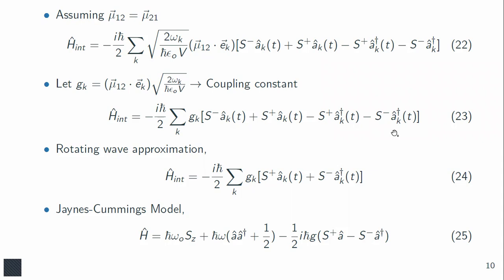Putting all the pieces of the puzzle together, the Hamiltonian of the atom, the Hamiltonian of the field, and the interaction Hamiltonian in the rotating wave approximation, we come up with equation 25, and it is called the Jaynes-Cummings model, and it describes the overall atom field interaction and the dynamics of the system when an atom interacts with the external field.